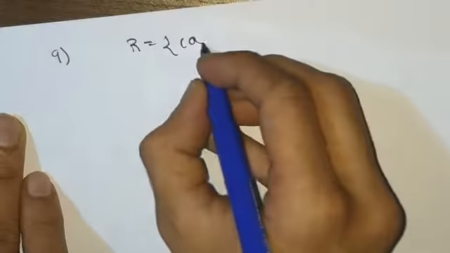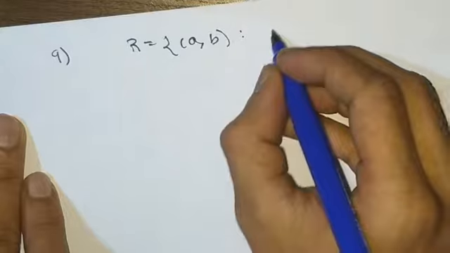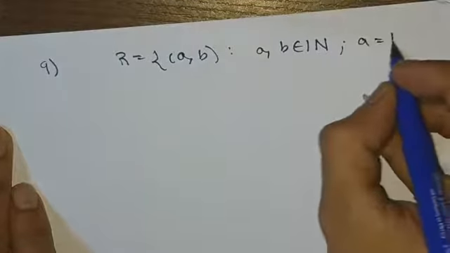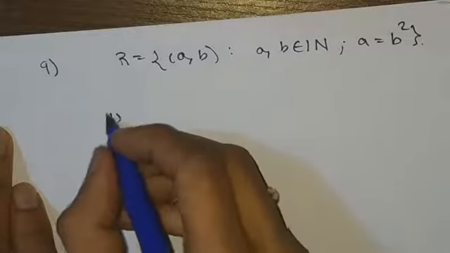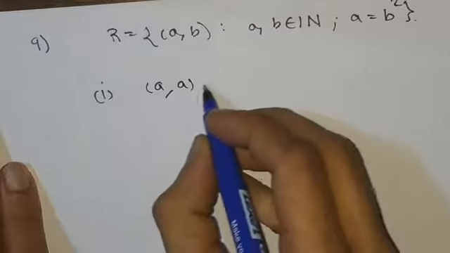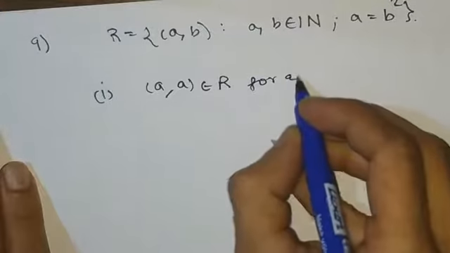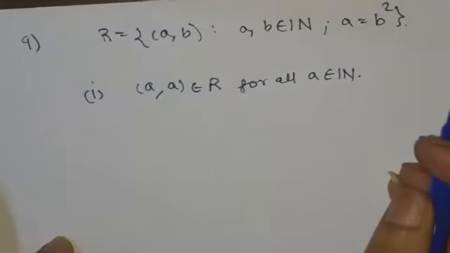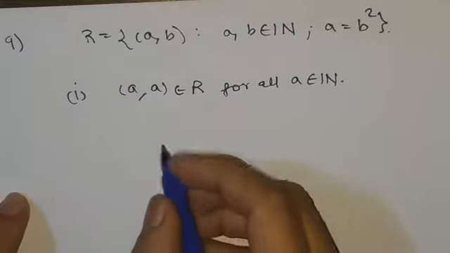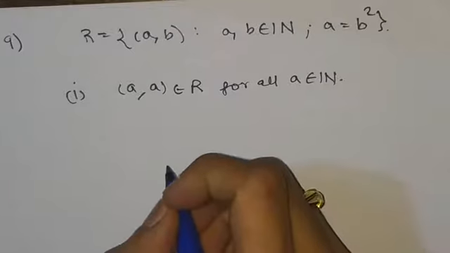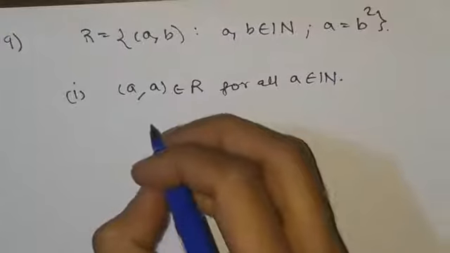You are given the relation R equal to a comma b such that a comma b belongs to the set of natural numbers and a is equal to b square. The first statement, I'll write it here: a comma a belongs to R for all a belonging to the natural numbers. Now this statement is false. Why? If the statement is false, we have to give an example to show that it is false.